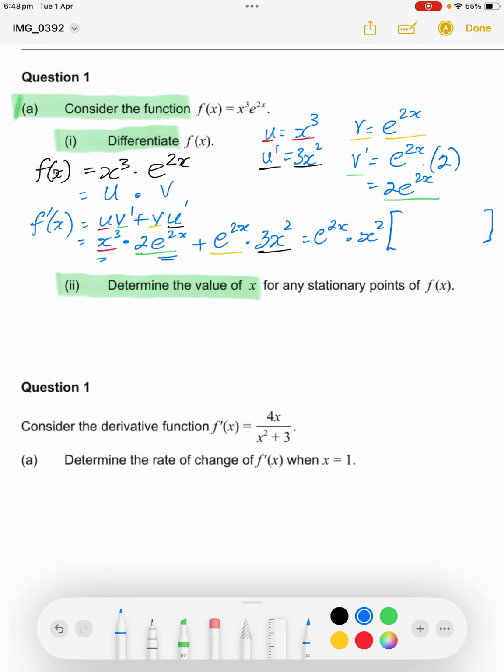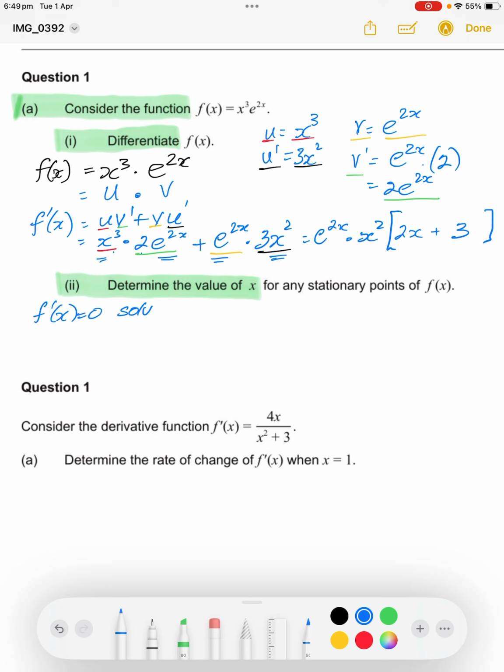Part 2, determine the value of x for any stationary points of the function f of x. Now, stationary points happen when the derivative equals 0, and we can solve that. And so we've already got the derivative, which is e to the power of 2x, x squared, and 2x plus 3. And we want that to equal 0.